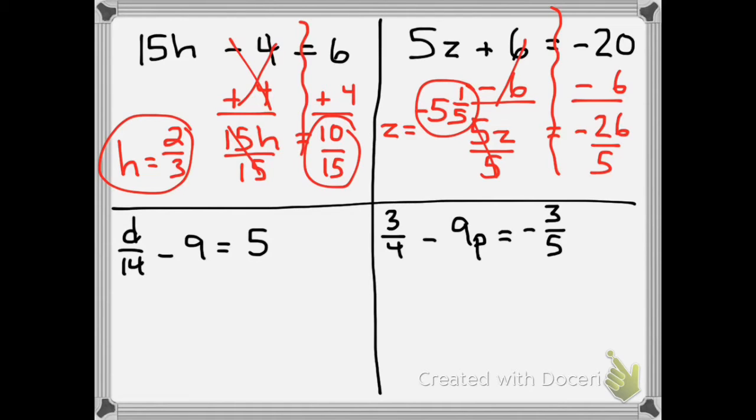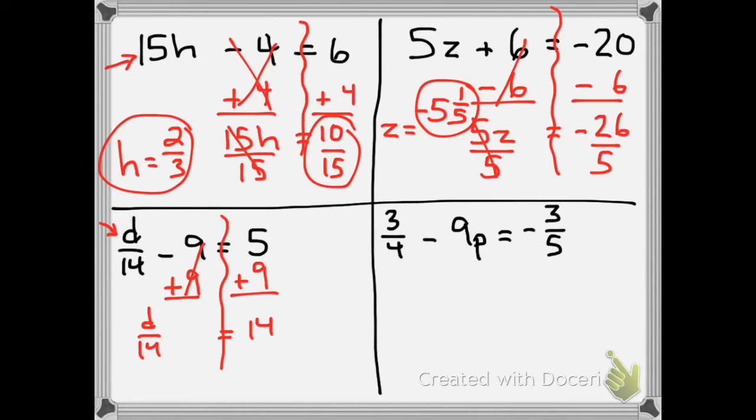Okay, this one's a little different because we can see that over here we have a division problem, all right, whereas these ones were all multiplication. All right, so we're going to still follow the same procedure. We're going to get rid of this 9 by adding. All right, so we add 9 to both sides. All right, that cancels out, so we're left with d over 14 equals 14.